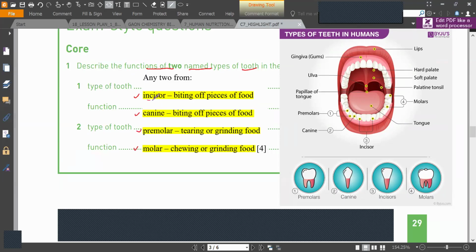Incisor for biting off pieces of food. Canine, biting off pieces of food. Premolar, tearing or grinding of food. Molar, chewing or grinding. Any two will be enough.